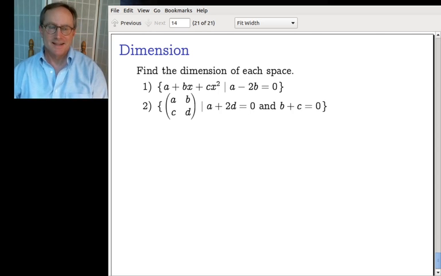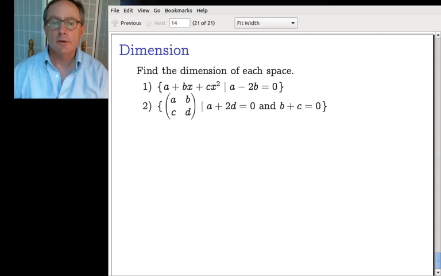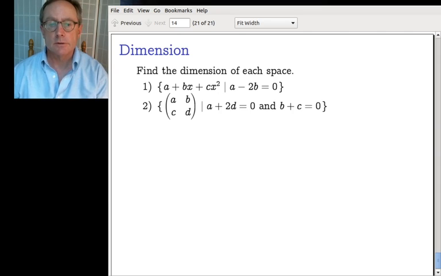Hi. So last time, of course, we went through dimension, and we talked about the dimension of a vector space as being the number of elements in any of its bases. So naturally, the check-in asked some questions about dimension. Find the dimension, in this case, of each space. Okay, so let's have a whack here.